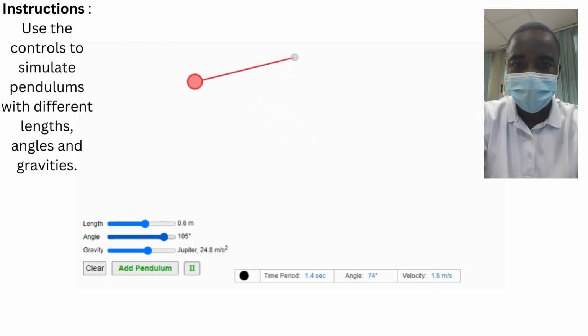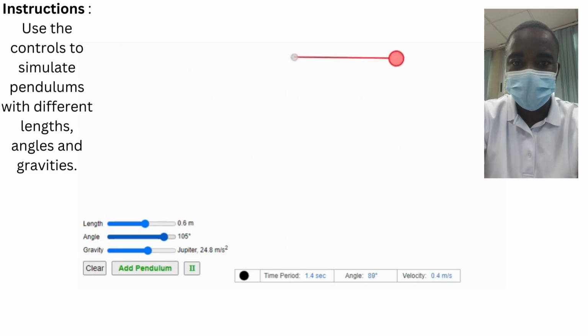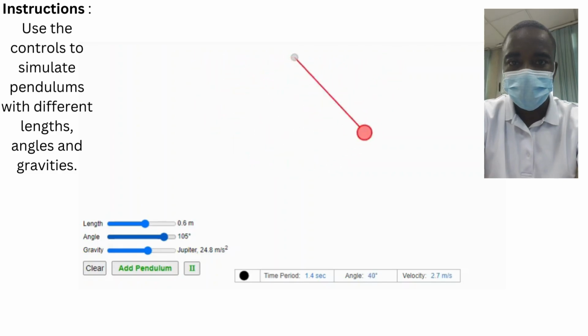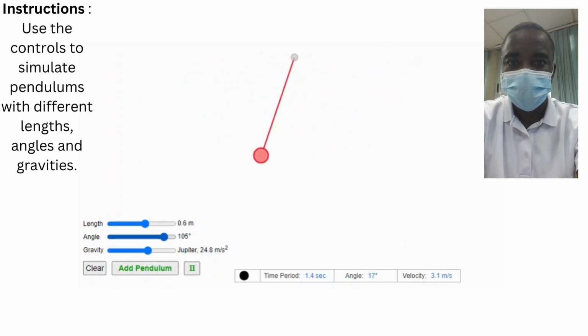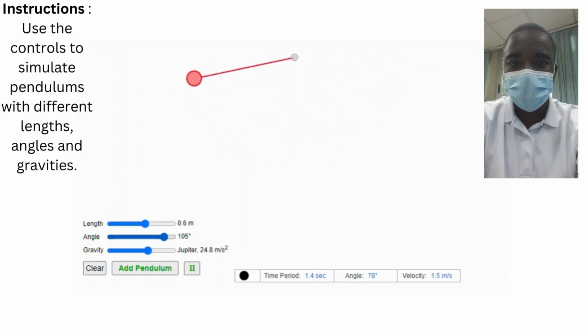The simulation provides an interactive platform where students can actively engage with the concept of periodic motion. By using controls to simulate pendulums with different lengths, angles, and gravities, students can gain a deeper understanding of the principles governing the motion of pendulums. The visual nature of the simulation makes abstract concepts more tangible. Students can observe the motion of the pendulum, the relationship between the length, angle, and gravity, and the principles of periodic motion in real time, helping them to grasp complex ideas more easily.